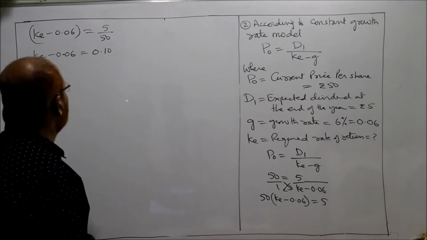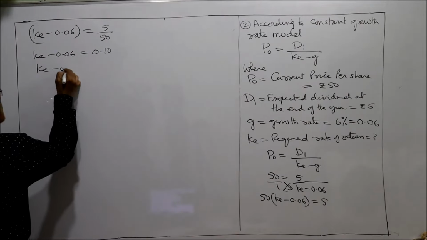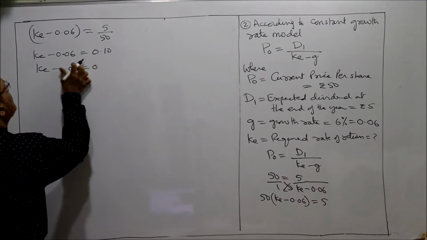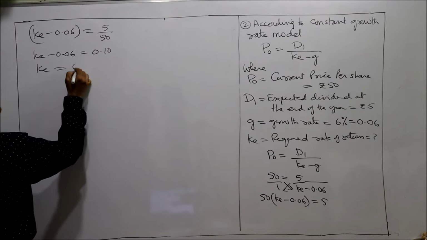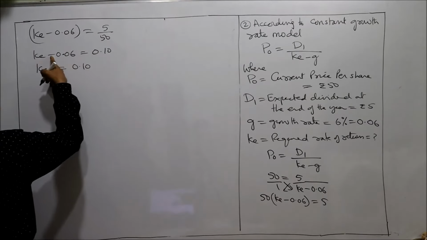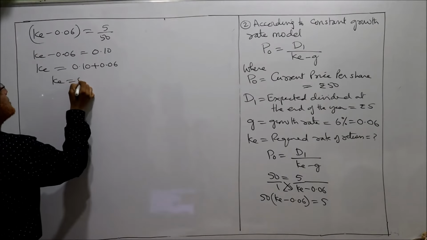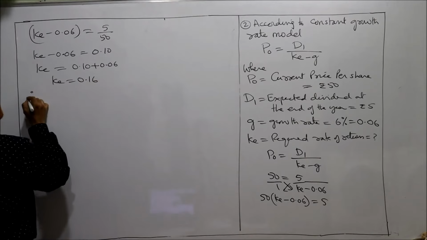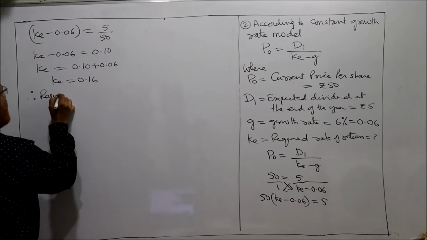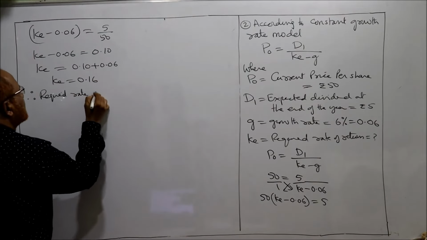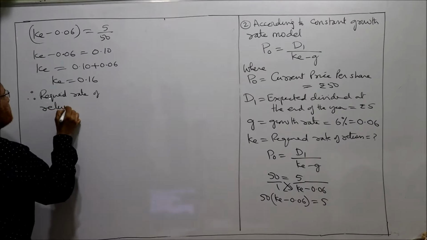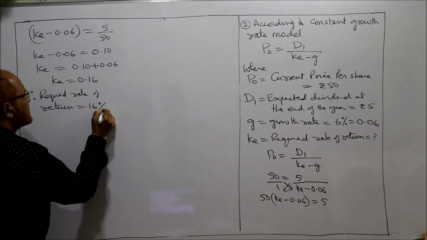0.1. Now KE minus 0.06 is equal to 0.1. So KE is equal to 0.10. This minus will become plus 0.06. KE is equal to 0.16. Therefore, required rate of return is equal to 16%.